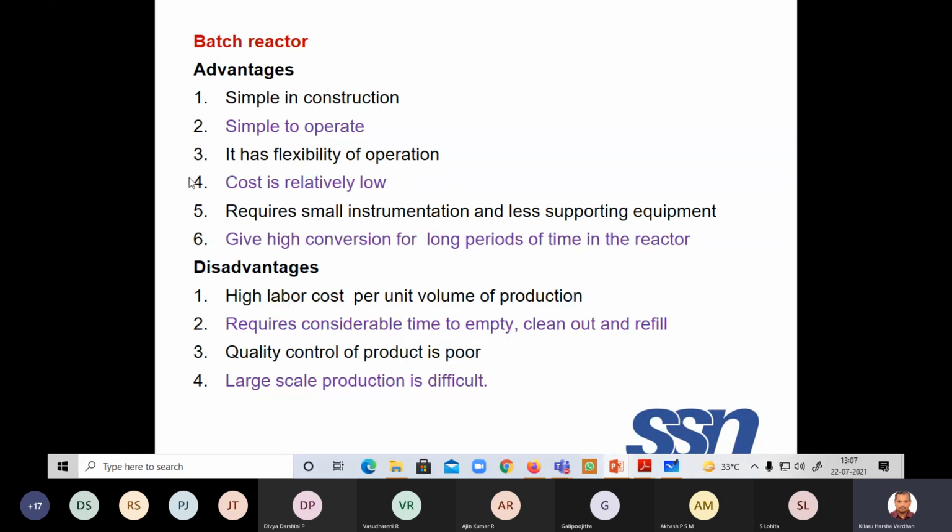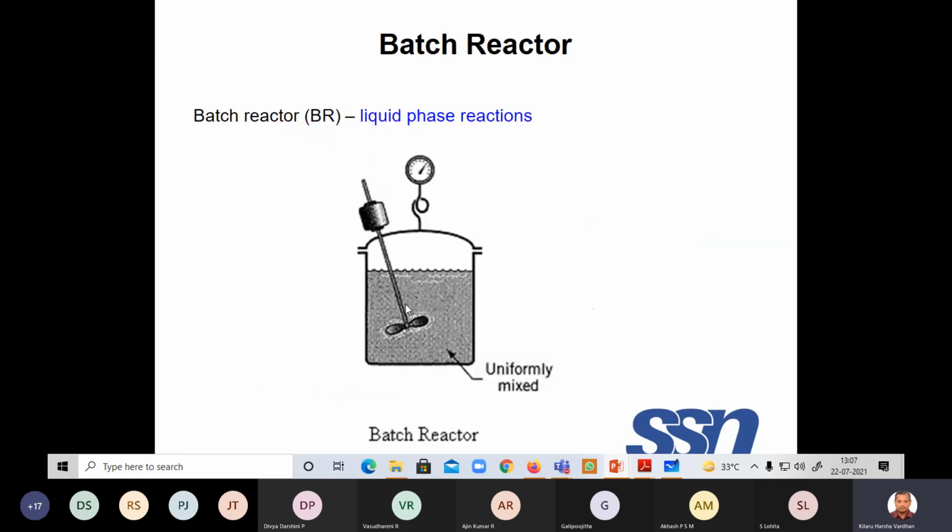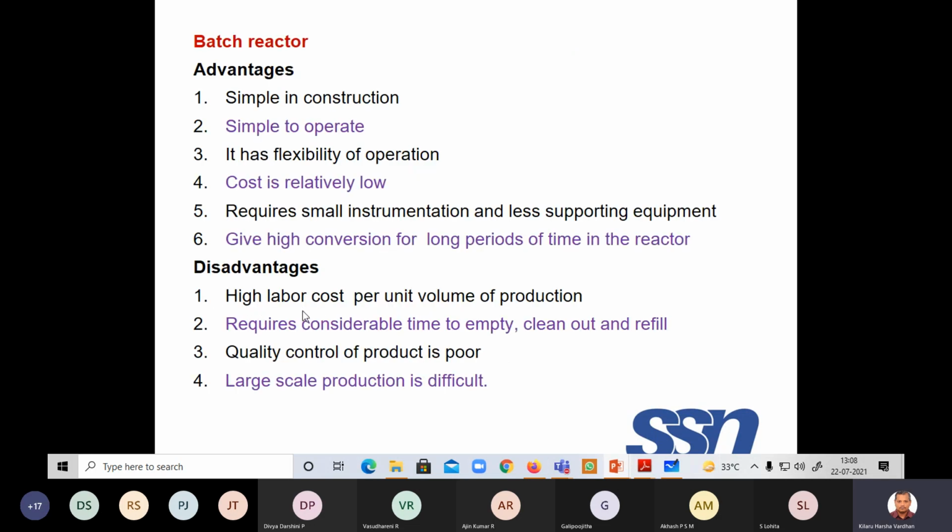Disadvantages, not only advantages, there will be a lot of disadvantages also. One is high labor cost per unit volume of the production. For every volume of the production, labor is needed to feed the reactants inside the reactor, and to separate the products from the reactor. Again, you have to clean in between every batch. So a lot of equipment and personnel is required. That is why we call it high labor cost.